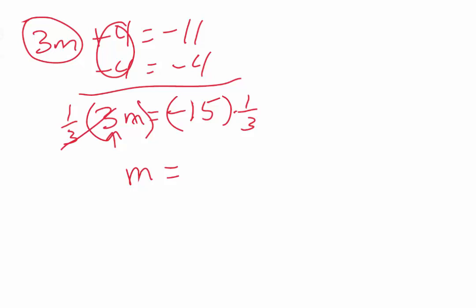On the right-hand side, I have a negative times a positive. That's going to give me a negative. And if I multiply them out, you actually will get negative 15 over 3, which reduces to negative 5. So m should equal negative 5. And yes, you are supposed to go back and check your work. To make the video shorter, I'm just going to move on to the next one.